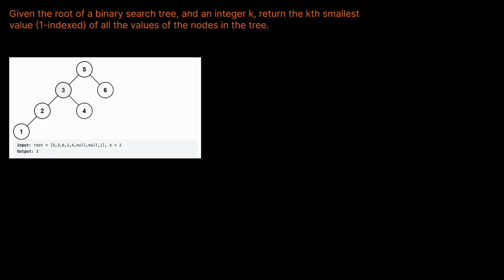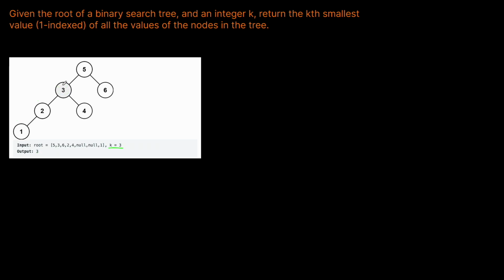Today we're going to be solving Leetcode problem 230, Kth Smallest Element in a binary search tree. Given the root of a binary search tree and an integer k, return the kth smallest value, one indexed, of all the values in the nodes of the tree. For example, if we're given this tree here and we're asked to find the third smallest element, we should return 3, because the smallest is 1, the next largest is 2, and then the third largest is 3.